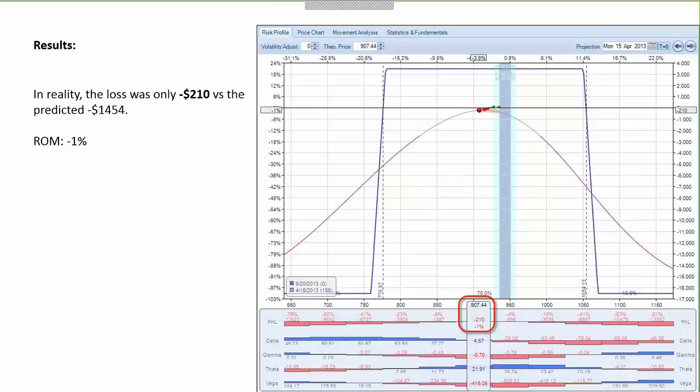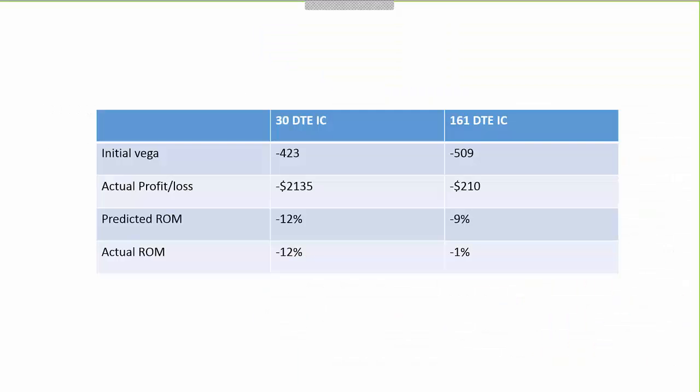Let's compare them side by side. All right, initial Vega of the long-term iron condor is bigger, right, by a decent margin. Yet, 30-day is down 12%, the long-term is down 1%. $210 versus $2,000. Right? But wait, there's more.